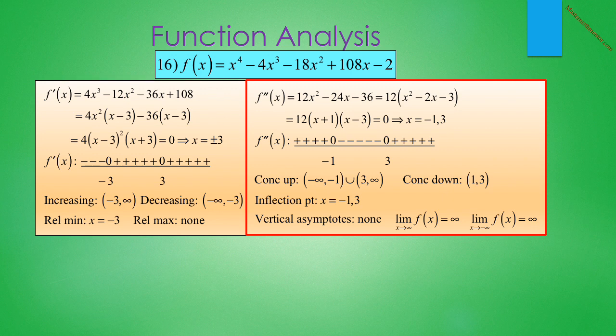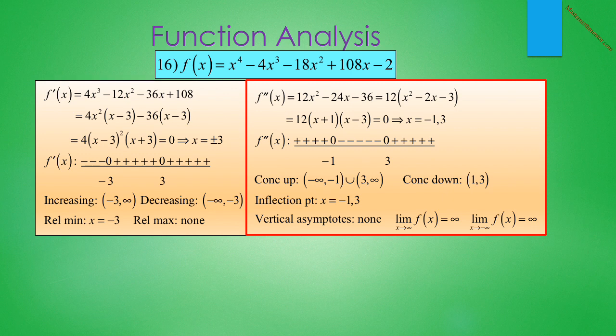Making a sign chart for f double prime of x, we get 3 intervals. f double prime is positive to the left of negative 1, negative between negative 1 and 3, and positive to the right of 3. So our function is concave up between negative infinity and negative 1, and 3 to infinity, concave down between negative 1 and 3. So we have inflection points where the concavity changes at x equals negative 1 and 3.